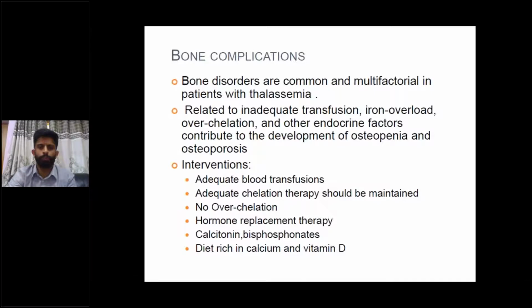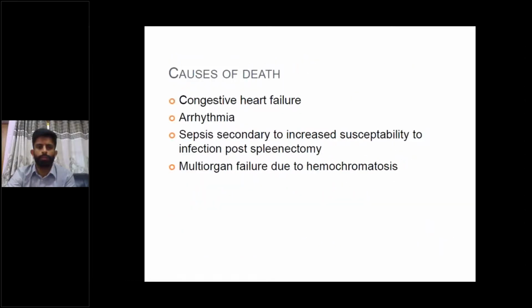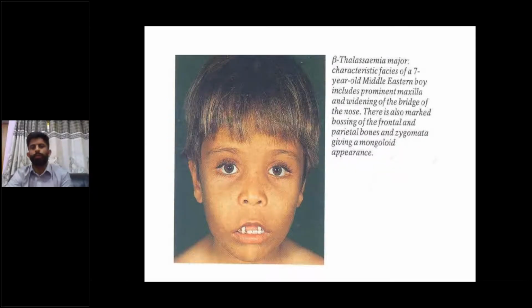Bone complications are because of overgrowth of the bone marrow, hyperplasia. And the last one is spleen, hypersplenism, which requires splenectomy because of elevated destruction of RBCs. The causes of death are congestive heart failure, arrhythmia, sepsis secondary to increased susceptibility to infection post-splenectomy, and multi-organ failure due to hemochromatosis. This is how a child with thalassemia major might look: chipmunk faces, frontal bossing, depressed nasal bridge, giving a mongoloid appearance.